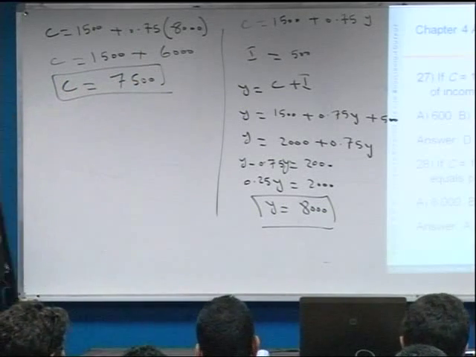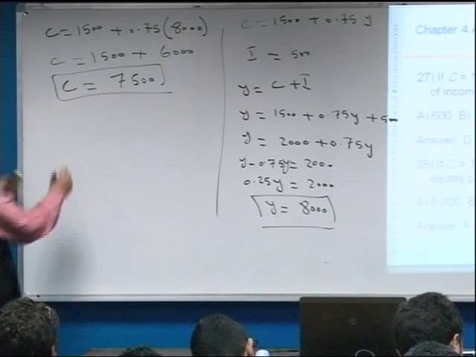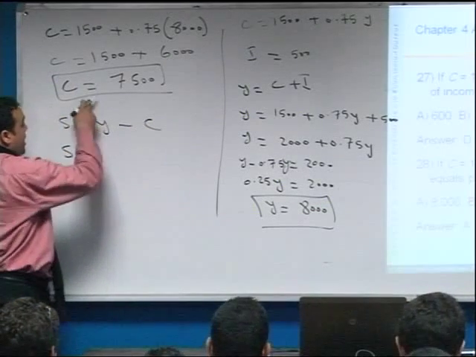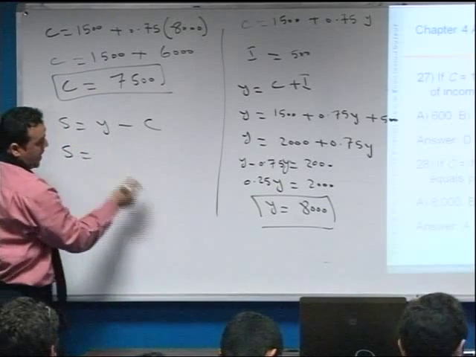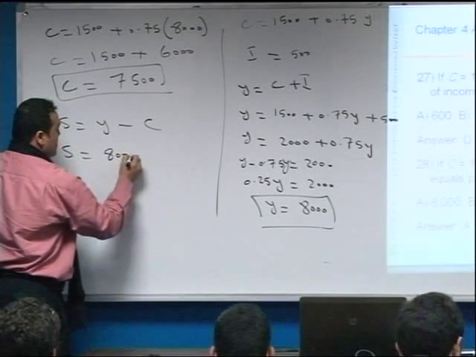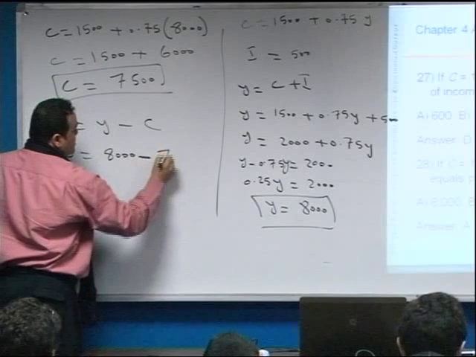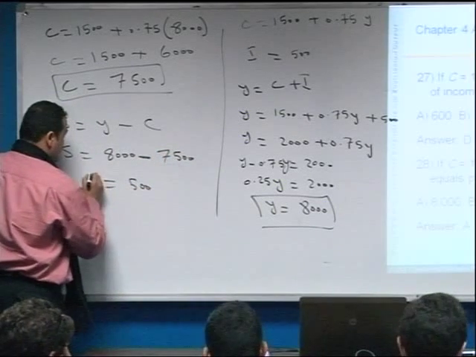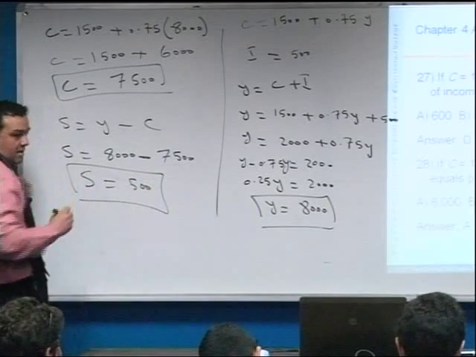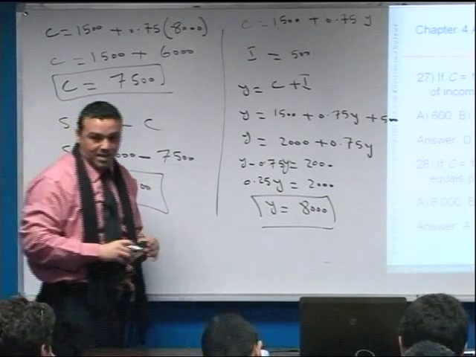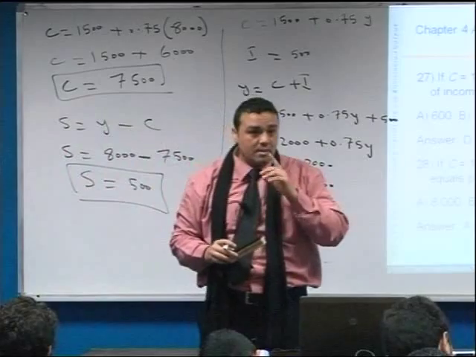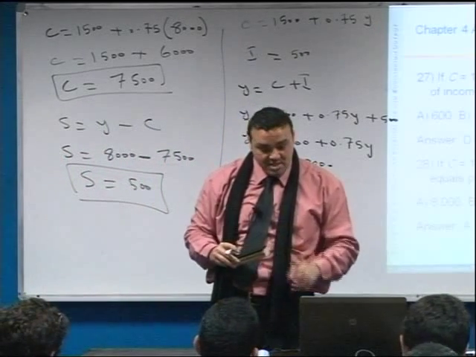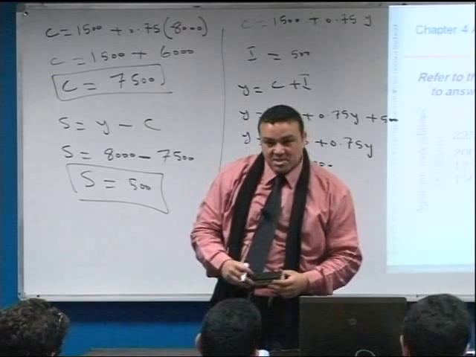So to calculate the saving in this case, saving equals Y minus C. So S equals the aggregate 8,000 minus 7,500 equals 500. This is the planned saving, or the planned aggregate saving. Is it clear? Okay. Yes, the same idea, the same process.